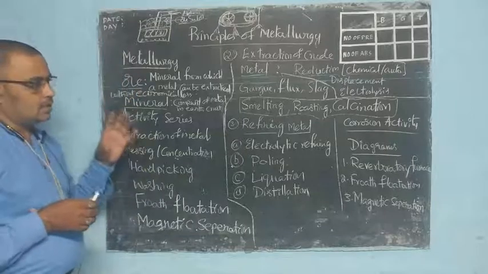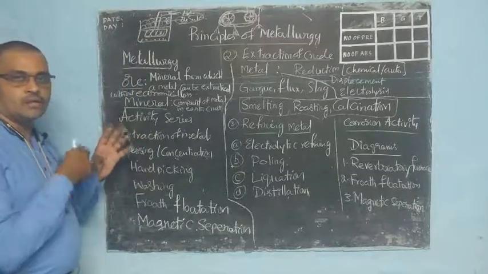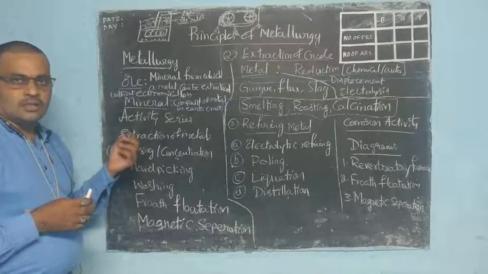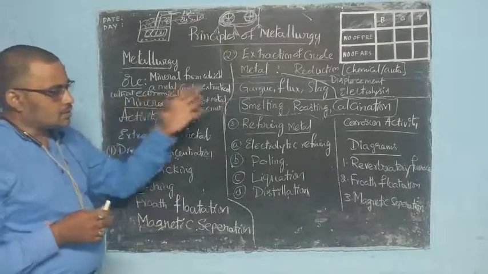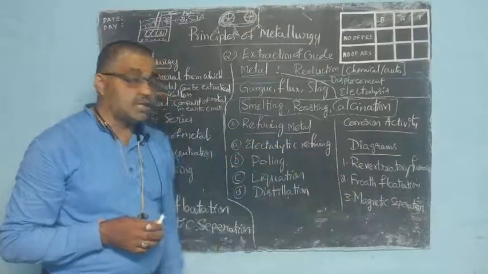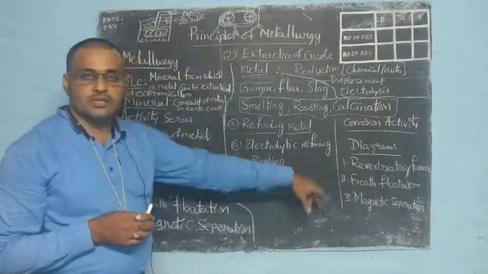lesson. And if you read all these things in this particular lesson, it is enough for you. And the important thing is there will be three diagrams. One is reverberatory furnace, transportation and manganese separation. So these three diagrams are there.